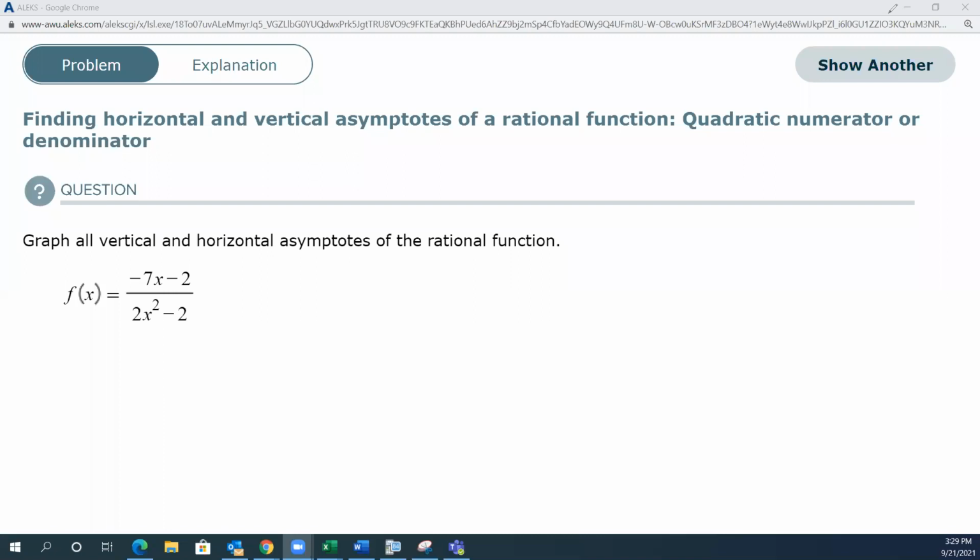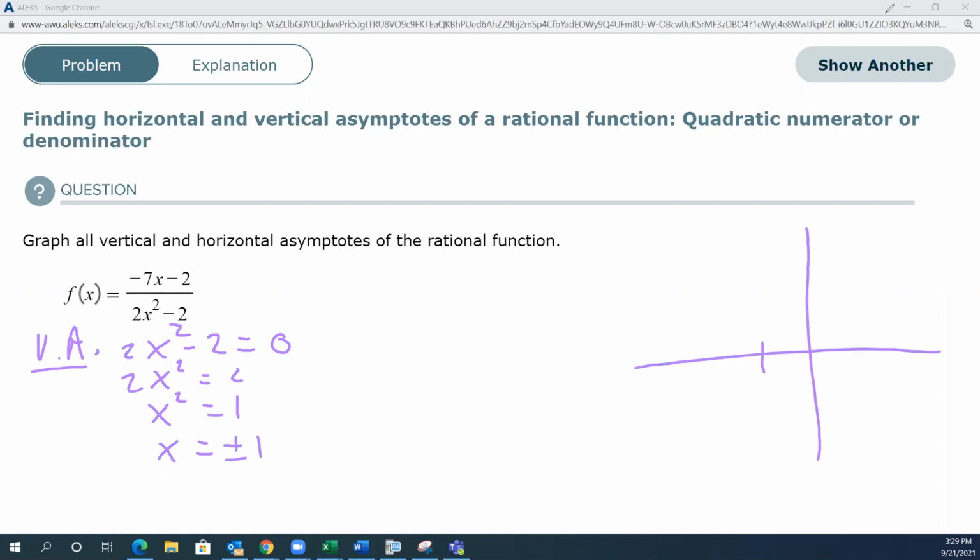On this one, graph the vertical and horizontal asymptotes of the rational function. All right, so first we've got to find them. The vertical asymptote occurs when the denominator is 0. So I'll add 2, divide by 2, take the square root, and I get +1 and -1. So at +1 and -1, we've got vertical asymptotes. So yeah, we got more than one. Very fun.